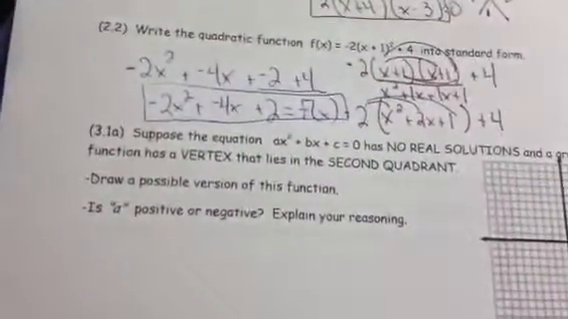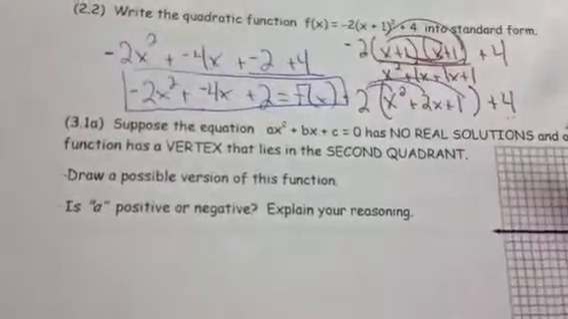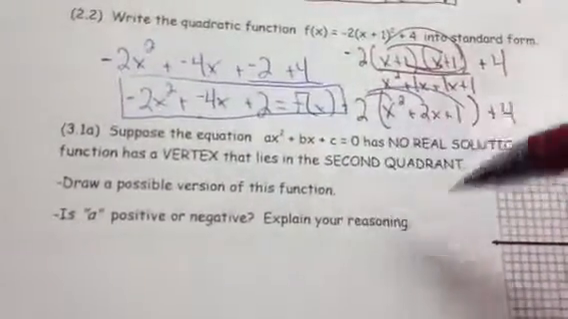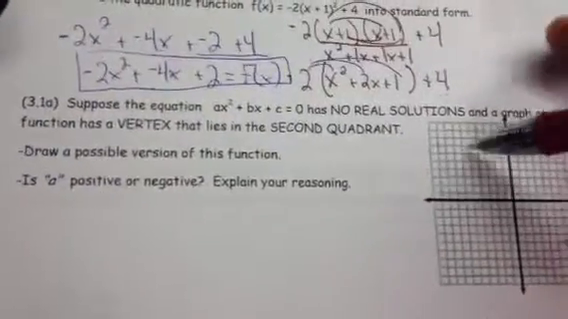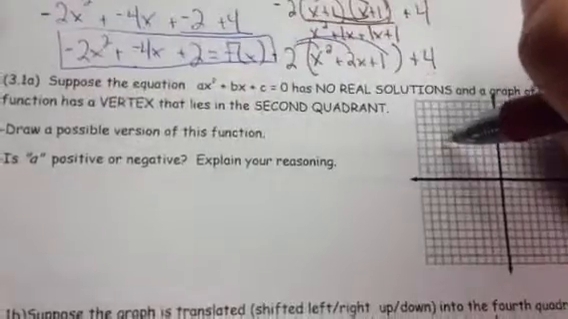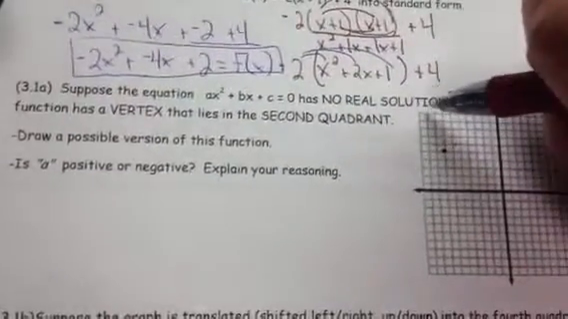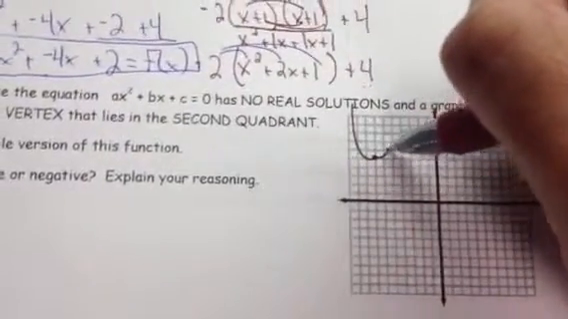All right, suppose the equation ax squared plus bx plus c equals 0 has no real solutions. That means it's never going to hit the x-axis. And it has a vertex that lies in the second quadrant. So I need to draw a possible version of this. I could put it anywhere, but the idea is when I draw my parabola, I need to make it a regular parabola. Whoops, that wasn't very good.